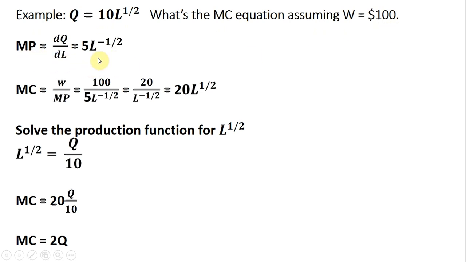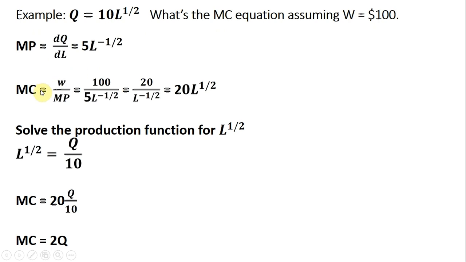So taking the derivative of the production function, we bring down the 1/2 in front. So 1/2 times 10 leaves us with 5. And then L will be raised to the minus 1/2 power. Why? Well, when we take the derivative, we are going to subtract 1 from the exponent we got here. So 1/2 minus 1 leaves us with minus 1/2.